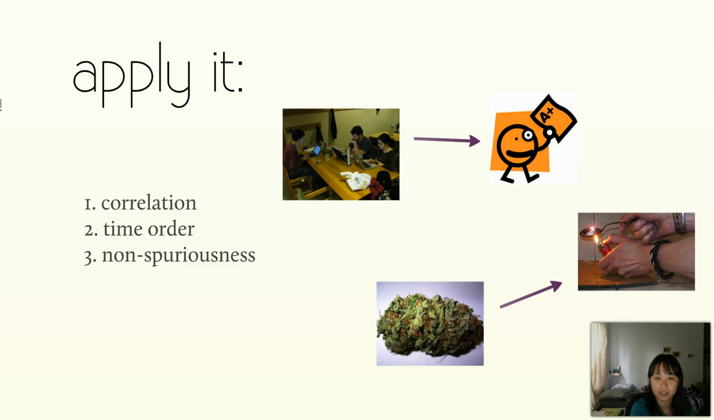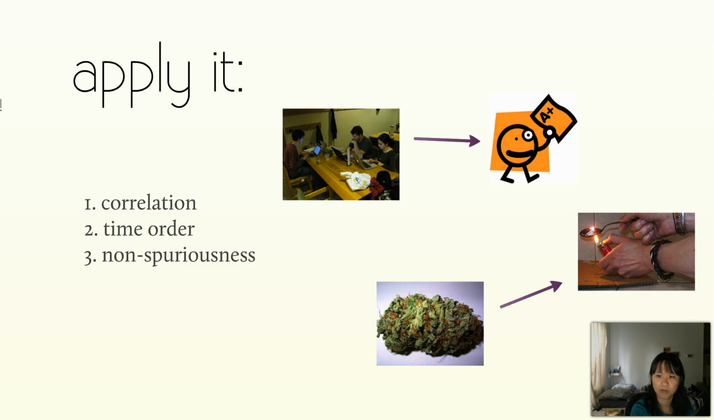The time order, obviously you study before you take tests and get your grades, so that's there. Non-spuriousness. Are there other factors you think that actually help people get better grades or higher GPAs than studying? There could be many other factors that go on with that. So the causal relationship there isn't as strong.